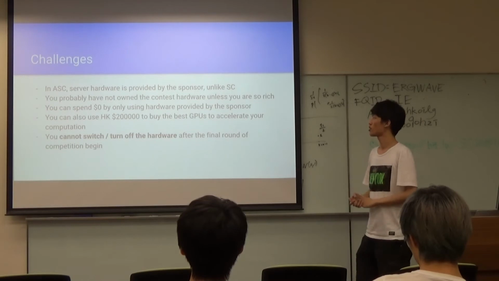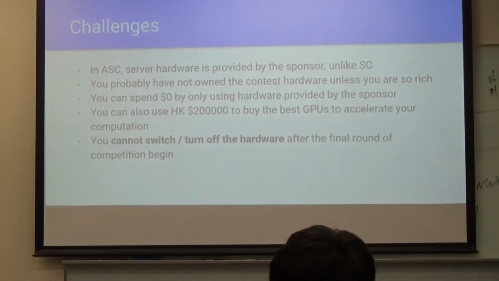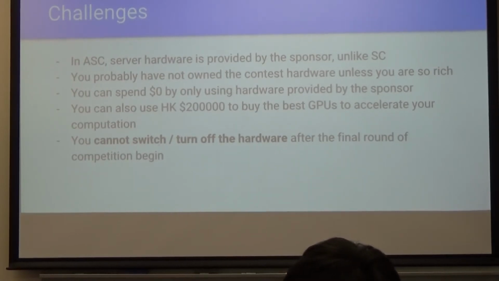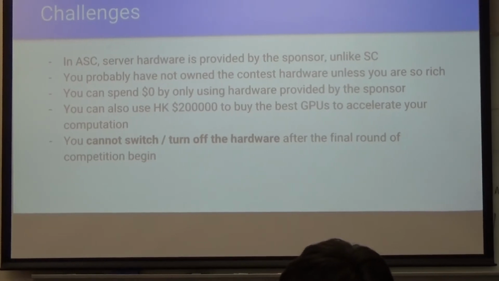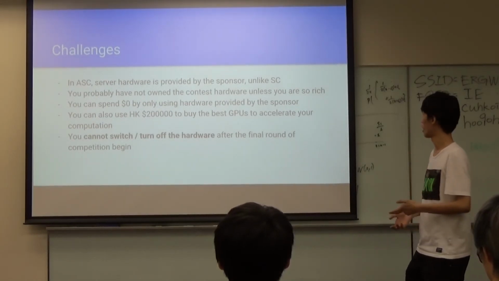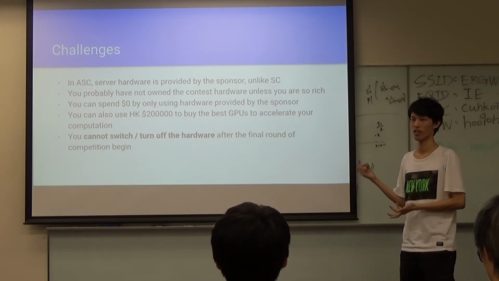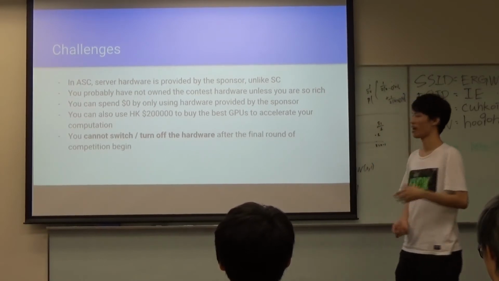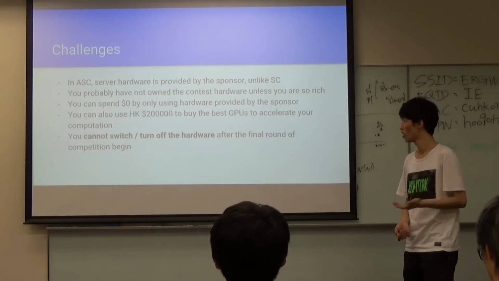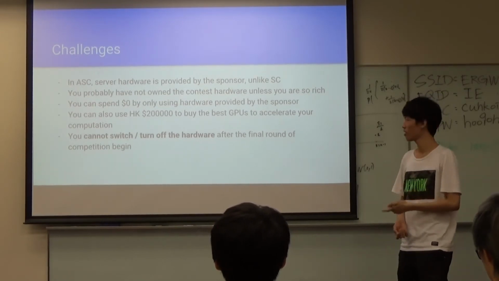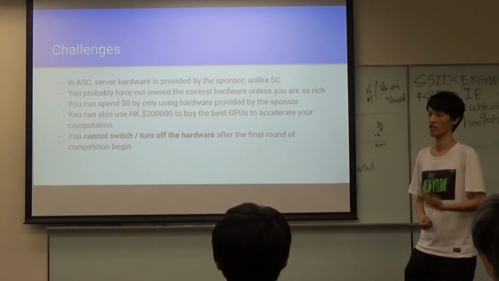So there are some challenges in ASC because, unlike in SC, where you can choose your server hardware yourself and there will be enough sponsors for you to get your hardware inside the final stage, in ASC the server hardware is provided by the sponsor, so you cannot choose it. You probably do not own the contest hardware. Unless you're so rich that you can get a contract with the sponsor to buy some servers to test before the final round starts. There are quite some approaches: you can spend nothing and just use the hardware provided by the sponsor, or you can spend some money to buy some of the best GPUs to accelerate the computation. But this costs money, and it does not guarantee better results during the final round.